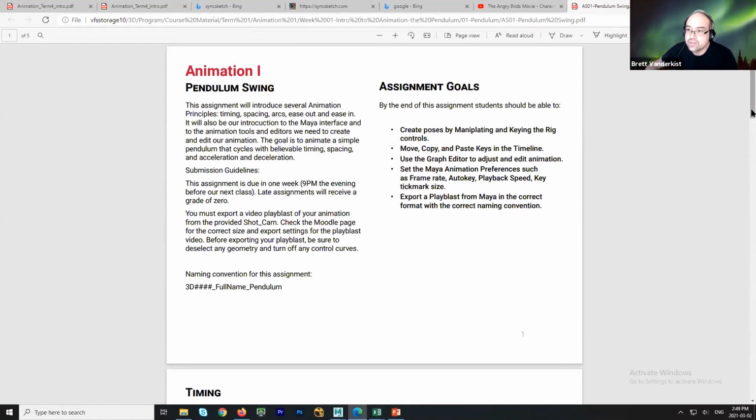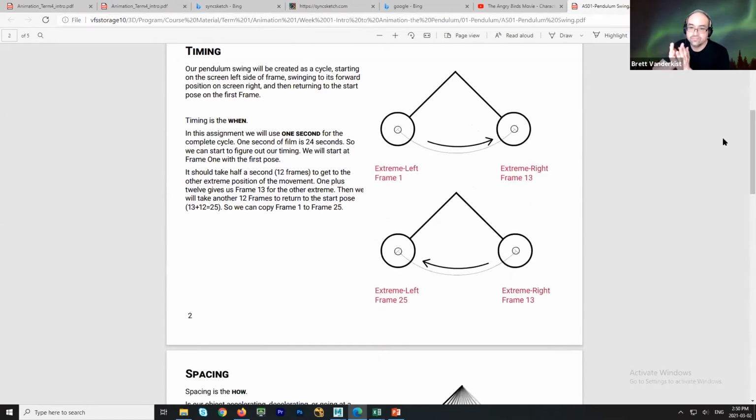But what we're going to start with is just blocking out the two keys. So what we're doing here is basically starting with a position where the pendulum's on the left side of screen, and then we're going to have it move over to the right and then back. So the first thing we need to think about is the timing.